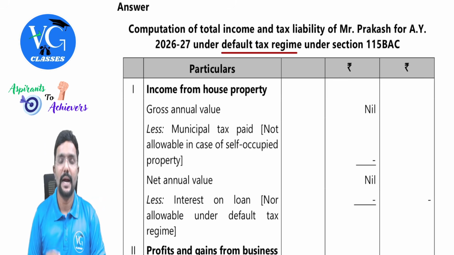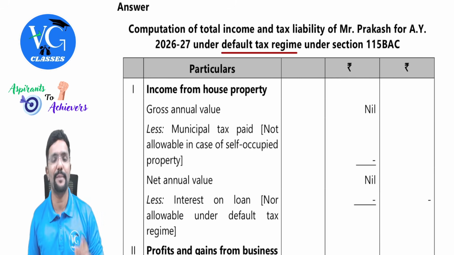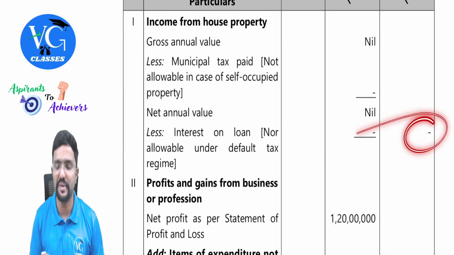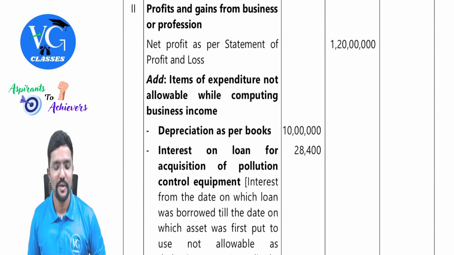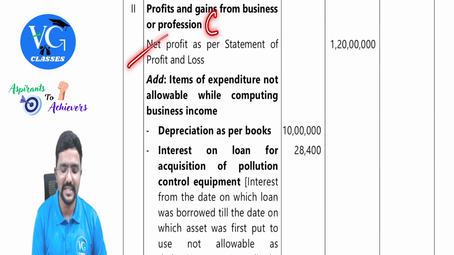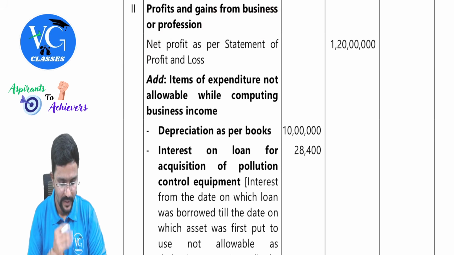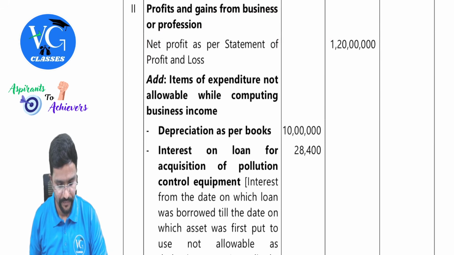Okay, guys, income from salary, nothing is there. Straight away we'll go to income from house property. Interest on the self-occupied property is there, but under the default regime it is not allowed. So straight away, income from self-occupied property would be nil under the default scheme. Yes, sir. Next, profits and gains from business or profession. Better to do this as a working note, guys, because too many calculations would be there here. I would suggest the students do it as a working note. So the starting point would be 1 crore 20 lakh, which is given at the top of the question.